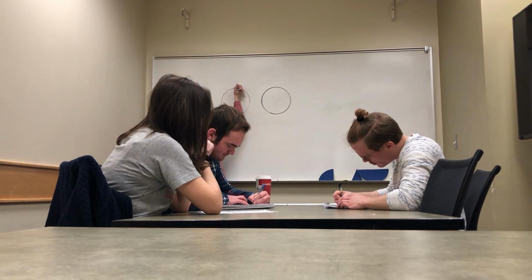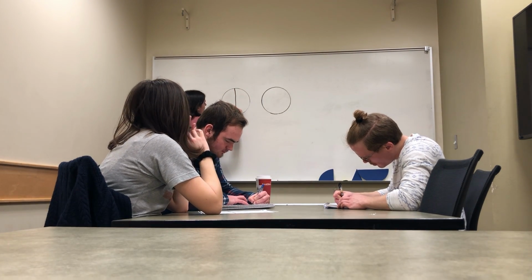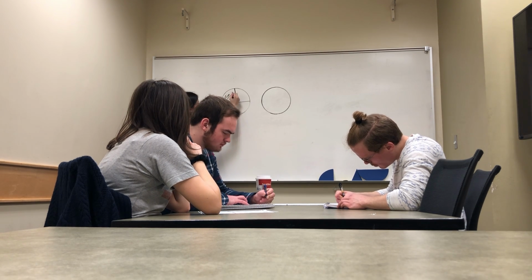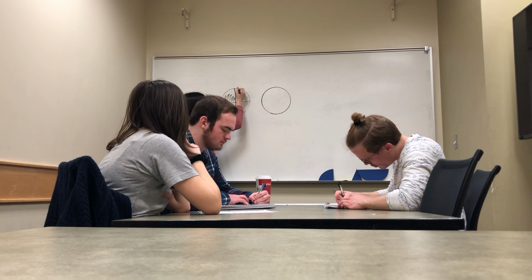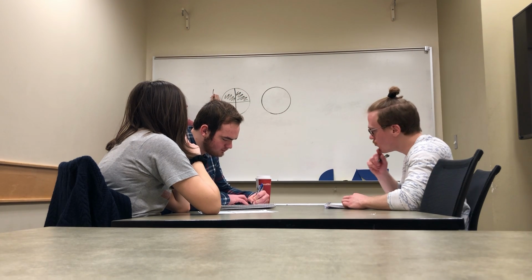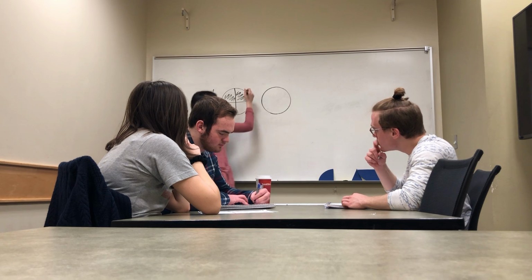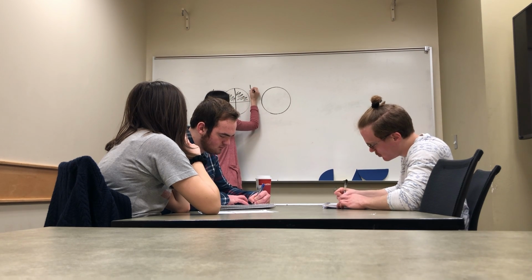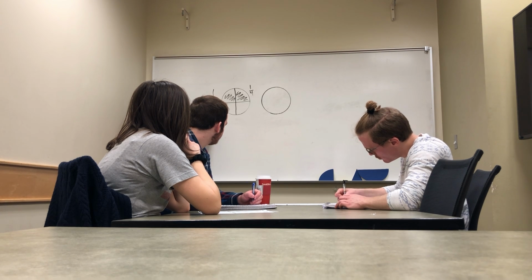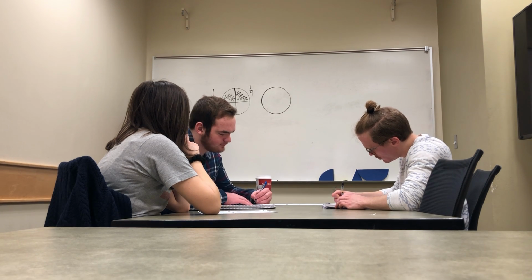So if I have this pizza and it's cut into 4 slices, and I eat 1 slice, and Lexi eats 1 slice, I've eaten 1 out of 4 slices, right? And Lexi has eaten 1 out of 4 slices. So 1 is your numerator, and 4 is your denominator. The numerator is always on top, denominator is always on the bottom.